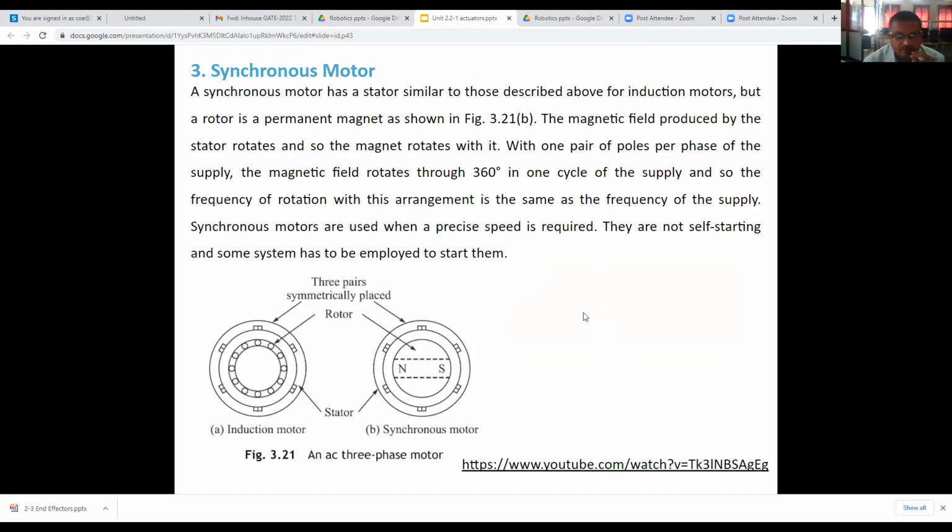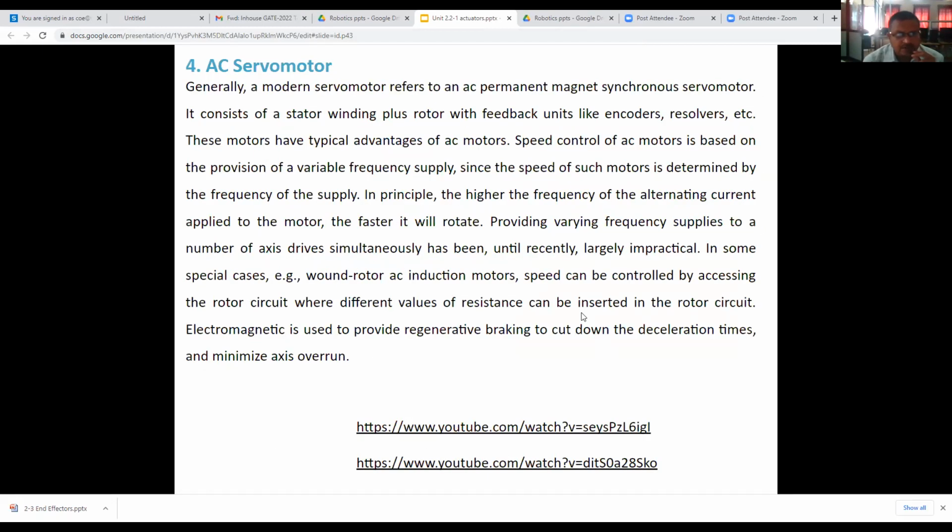Okay, this is nothing but synchronous motor. Now AC servo motor. Generally, a modern servo motor refers to an AC permanent magnet synchronous motor. It consists of a stator winding plus rotor with feedback units like encoders, resolvers, etc. These motors have typical advantages of AC motors.